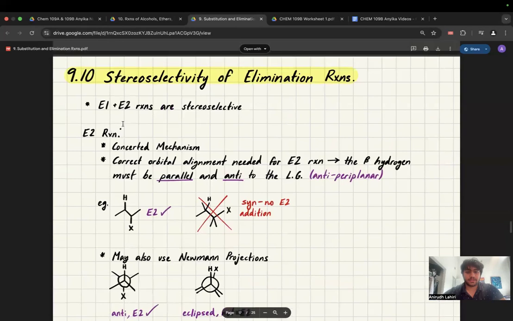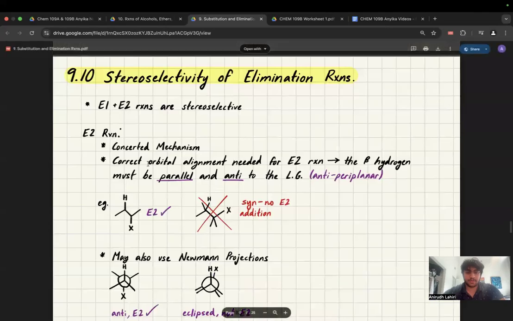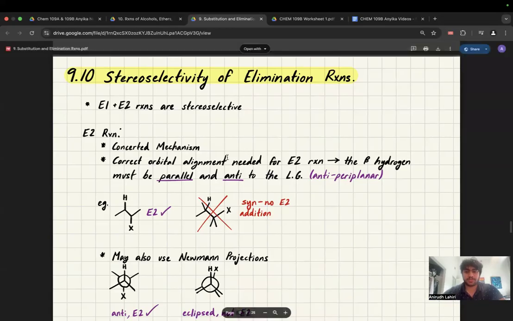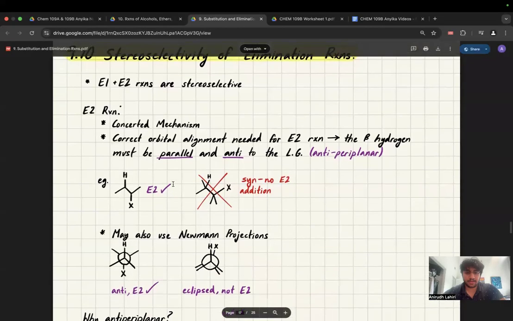Okay, cool. Stereoselectivity of elimination reactions. E1 and E2 reactions are stereoselective. E2 is a concerted mechanism, right? Because of two rate-determining steps, it all happens together. We need a very specific stereoisomeric relationship between the hydrogen that we're eliminating and our leaving group for E2. The beta hydrogen has to be something called anti-periplanar, which is just parallel and anti.